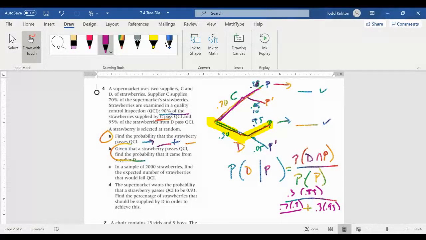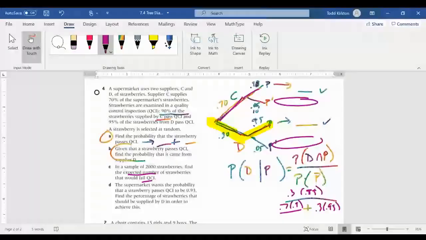In the sample of 2,000 strawberries, find the expected number of strawberries that would fail. So figure out the total probability that would fail. So the failing probabilities are here and here. Add those together. Expected value is always the number of trials or the number in your group times the probability.